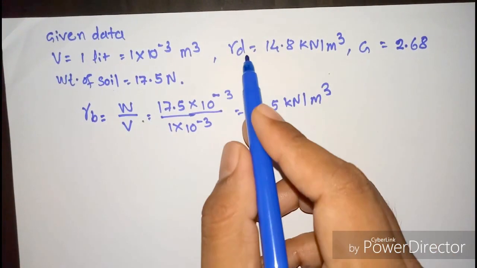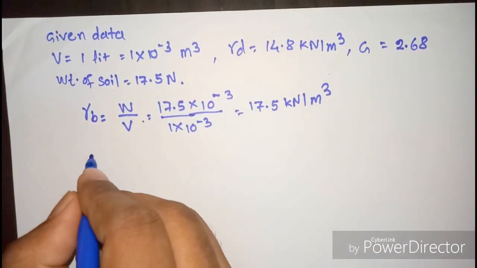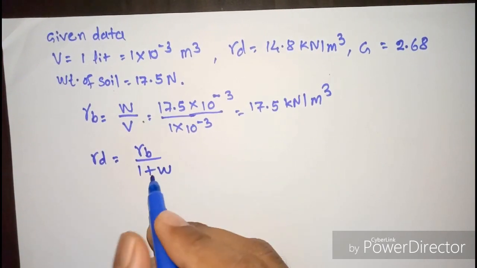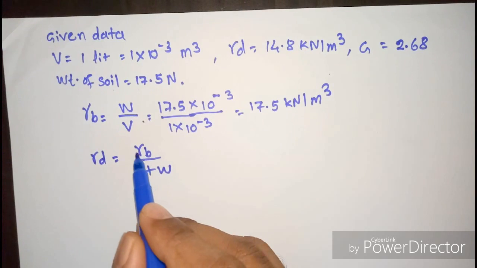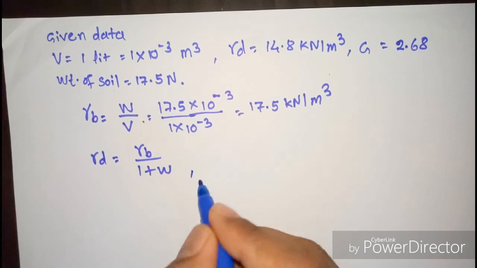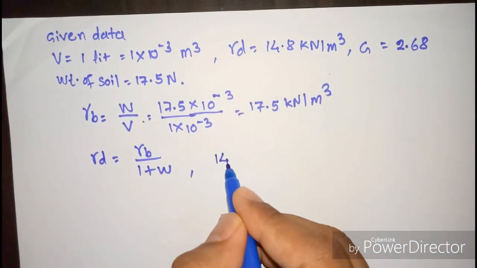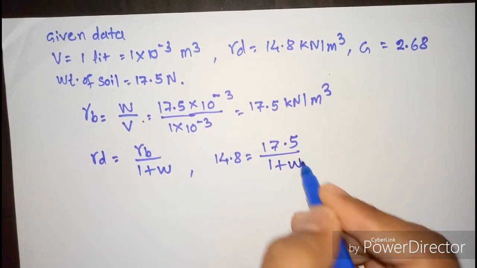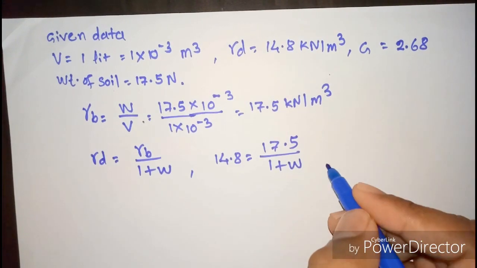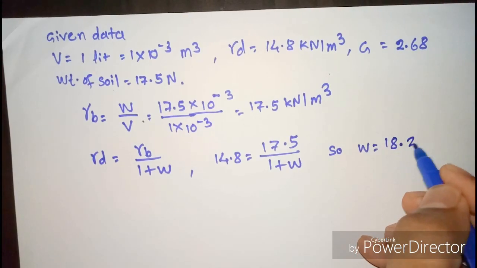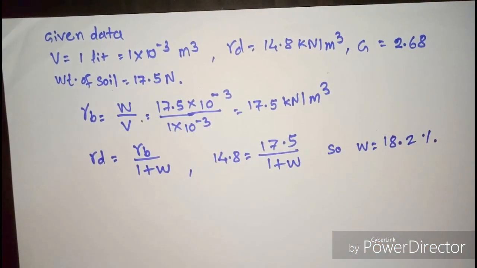Now we know gamma D. So with the help of this relationship, gamma D is equal to gamma B upon 1 plus W, we can get water content. We know gamma D, we have just calculated gamma B, we will get water content. So gamma D is equal to how much? 14.8 is equal to gamma B, 17.5, upon 1 plus W. W is the water content. So W is equal to 18.2%.